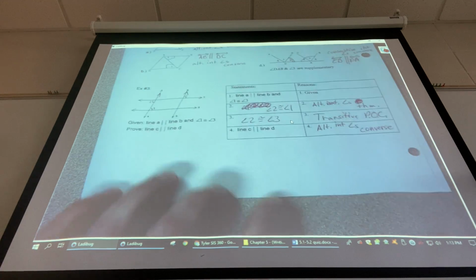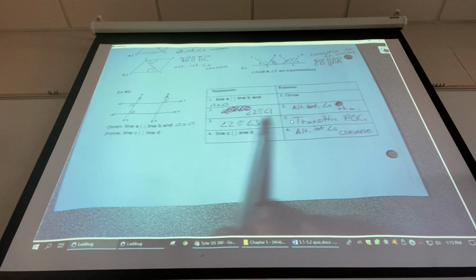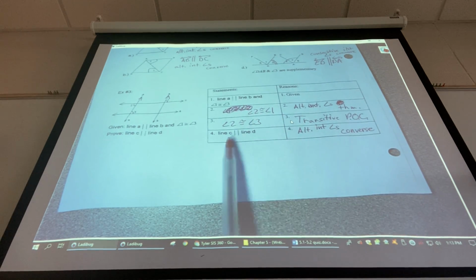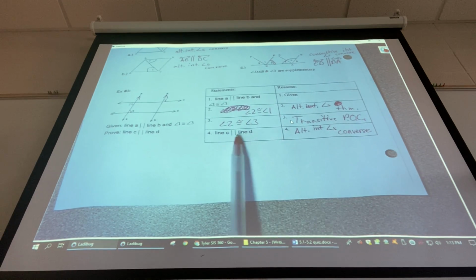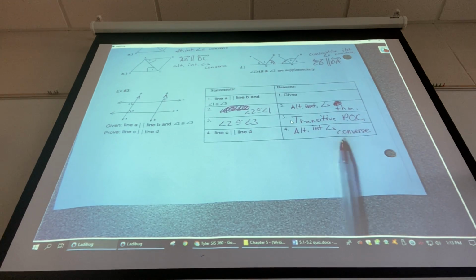What's the difference between the converse and the theorems? Well, the theorem is used when you know lines are parallel and you're making a statement about the angles. Do you see that? But now we're making a statement about the lines being parallel, and so we're going backwards. I see. Yep. What do you guys think? Pretty good. All right.